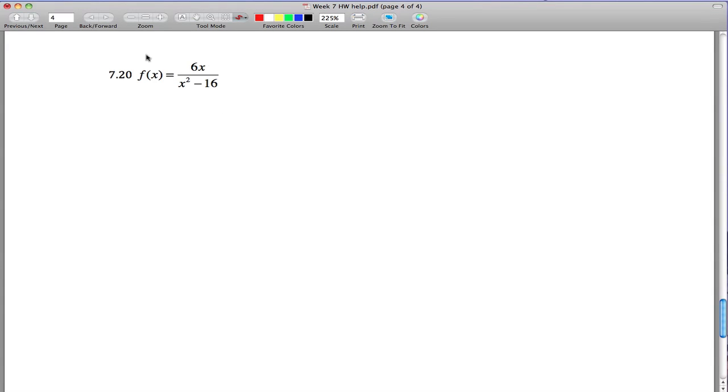All right, number 20. Looks innocent enough. Turns out it's not. Let's see, the first thing to notice here is that we have vertical asymptotes going on here. When the bottom equals 0 but the top does not equal 0 of a rational expression like this, you get what's called a vertical asymptote. And we can figure out where that happens by setting the bottom equal to 0 and solving.